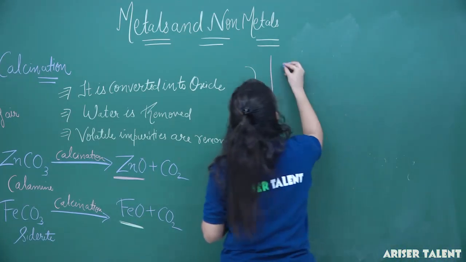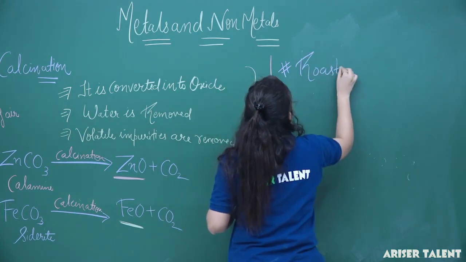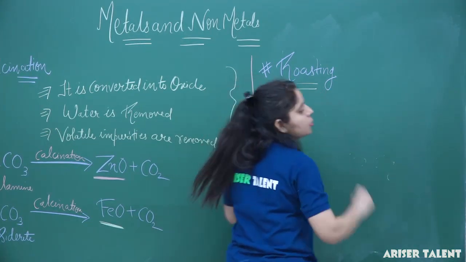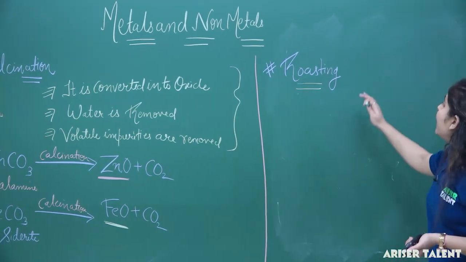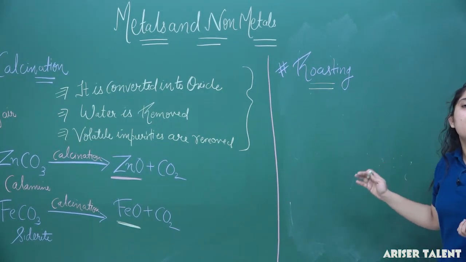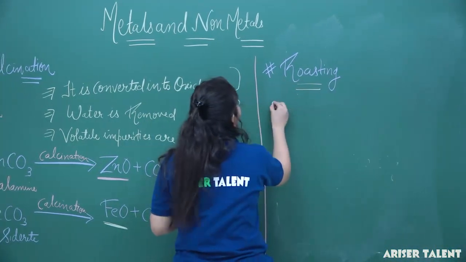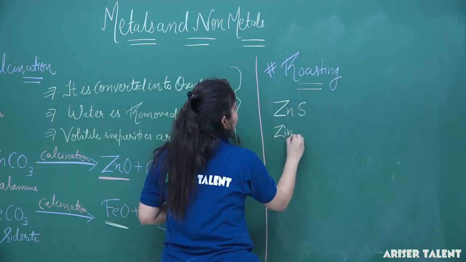So our second method is roasting. For roasting, we have a basic example: we take the sulfide ore and perform its oxidation in the presence of air only. So what will happen here? We are taking ZnS. ZnS is zinc blende.